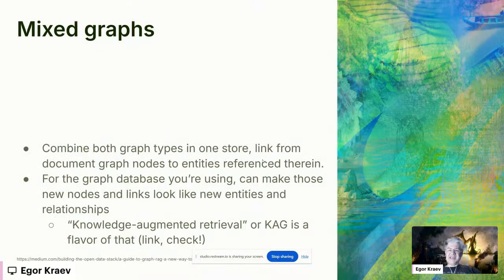Right. Then the next thing is hybrid graphs, because there is no reason why you should stick to just one of the above. So what you would really want to do is to combine both graph types in one store, and then you link from the document graph nodes to the entities they reference. And then you have one nice big graph with everything in it. And if you're using a knowledge graph database, then those new nodes can just look like new kinds of entity types and new kinds of relationships to that graph database.